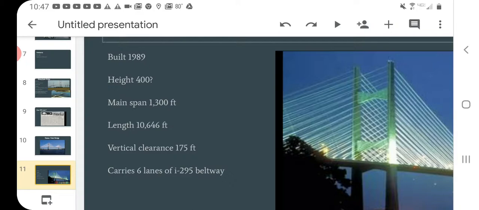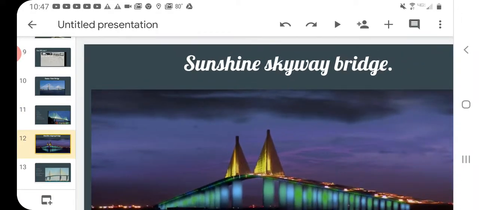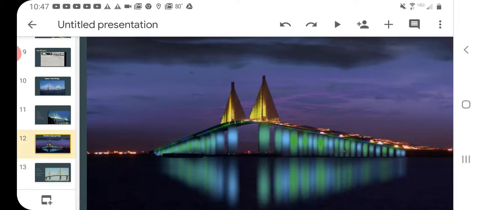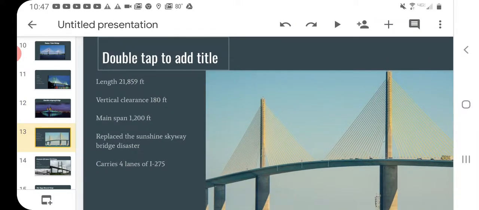And I have crosses, see my other videos for that. Sunshine Skyway Bridge. This is my favorite bridge of all the 8. So I explained this very well in the video about the disaster. Check that out.